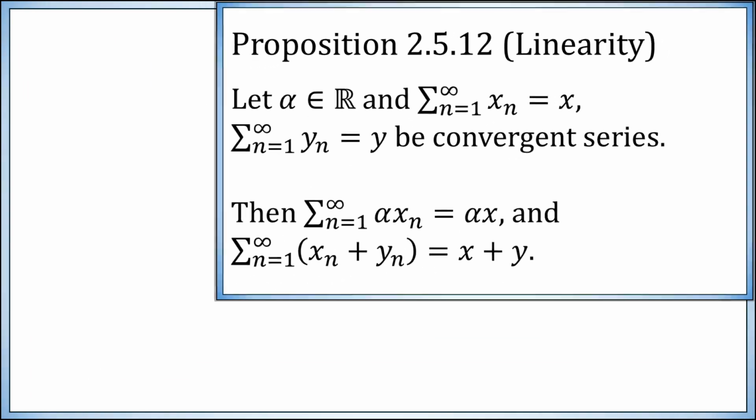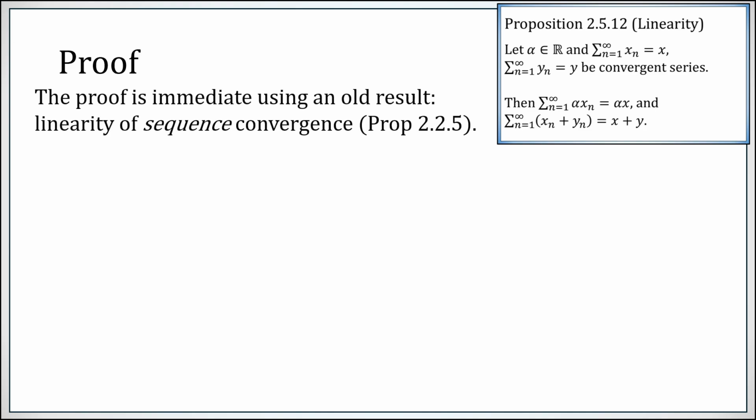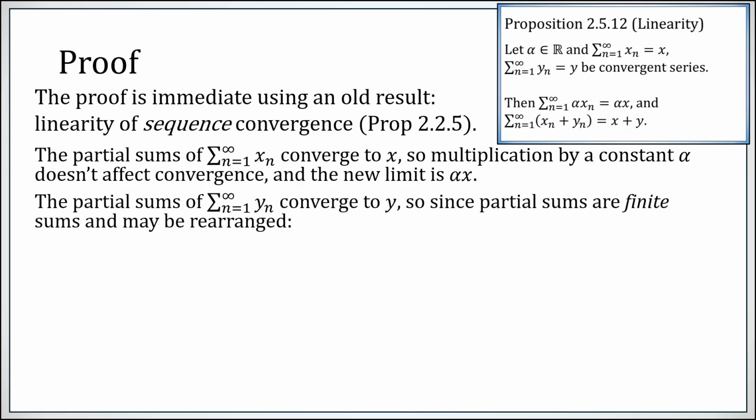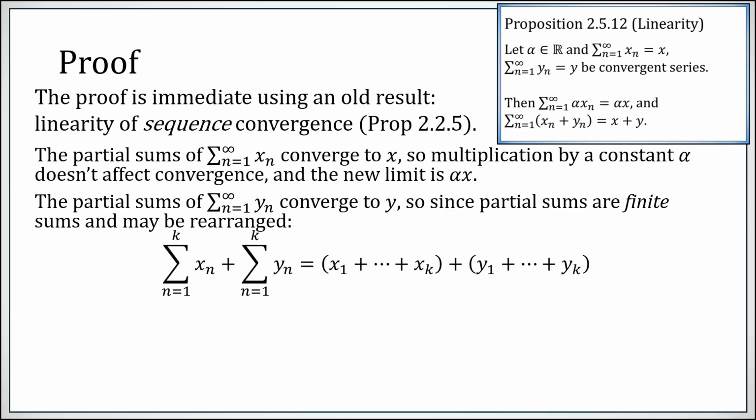The proof of this is actually quite straightforward because we have old results that get us there almost immediately regarding sequence convergence. The partial sums of the x_n's converge to x. That was one of our hypotheses. So if I multiply those partial sums by the constant alpha, we now know they must converge to alpha times x. The partial sums of y_n also converge to y. So we can rearrange the following. The kth partial sum of x plus the kth partial sum of y is just this sum plus this one. We are using an ellipsis here, but this is a finite sum. There isn't a limit going on here.